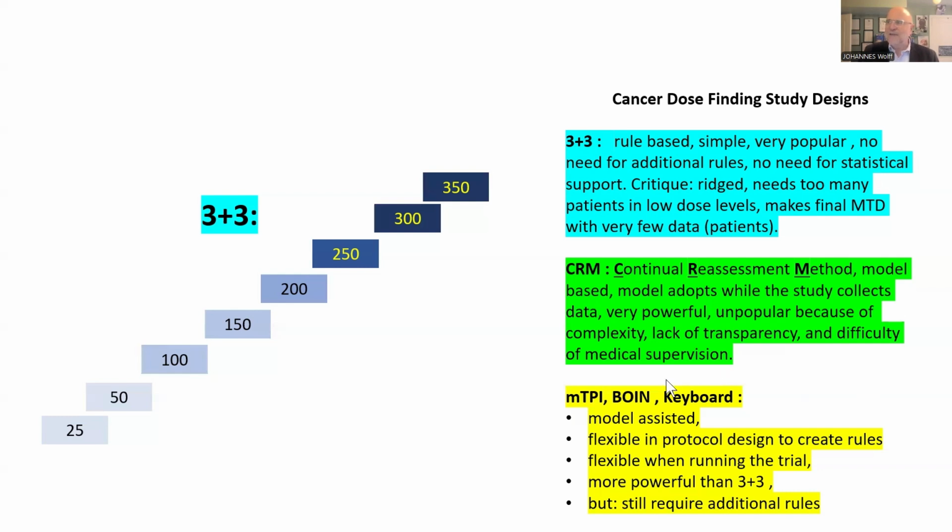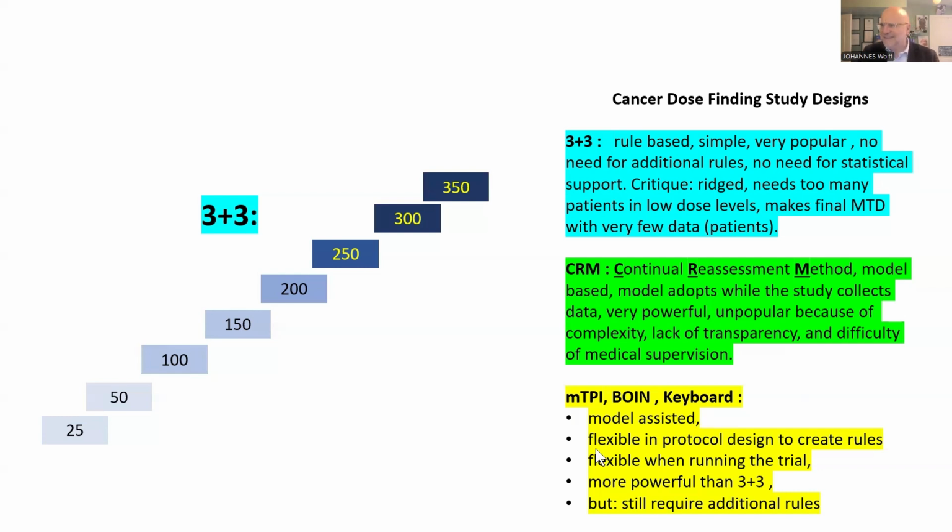Out of that were then the model assisted systems. The first of those was the mTPI design, and there is another video about that. And today we're going to talk about the BOIN design. Those systems are model assisted. The model is there in the beginning, but then it doesn't change during the trial.